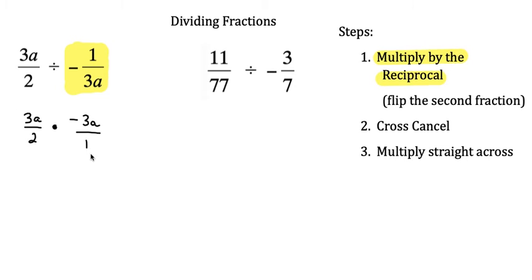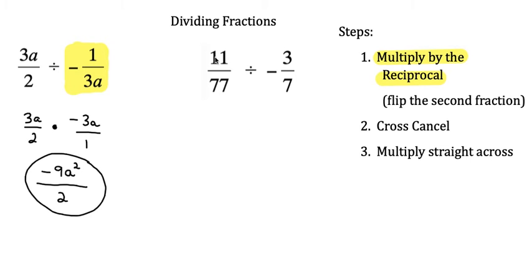I'm going to check if there's anything that I can simplify. Doesn't look like there's anything I can cross cancel here, so I'm going to multiply straight across. 3a times negative 3a is negative 9a times a, or a squared. 2 times 1 is 2. And that's my answer. Let's try that one more time, just to see how this goes.